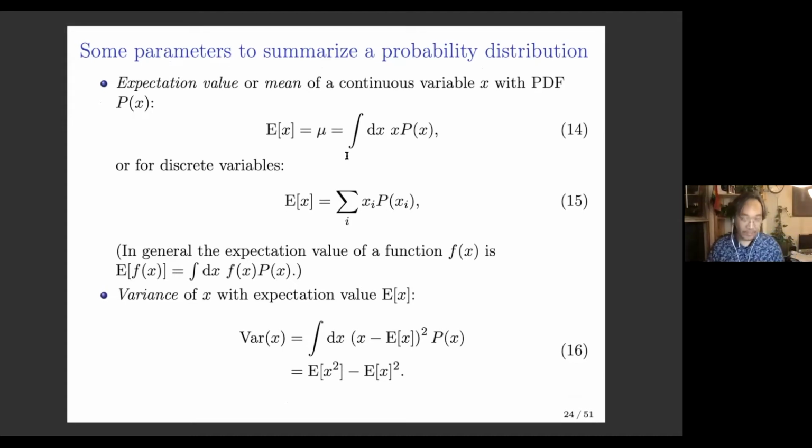You can characterize it with some numbers. One is the expectation value, so integrate it with x, and you can also calculate the variance. That's the distance between x and the expectation value, squared. And if you work it out by hand, you'll get this.